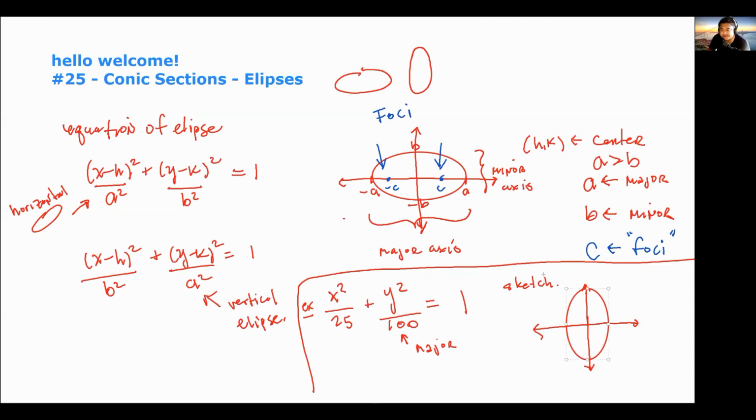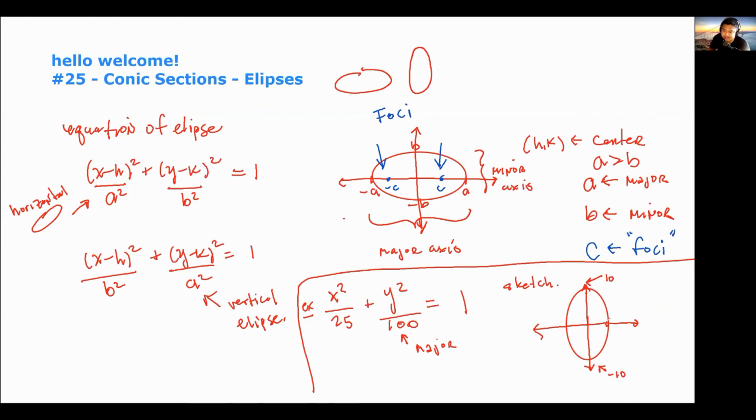Now, who can type in real quickly, how tall is this? What is this number right there? Based upon everything on the board right now. What is this right there? What is that? It is 10, which makes this negative 10.